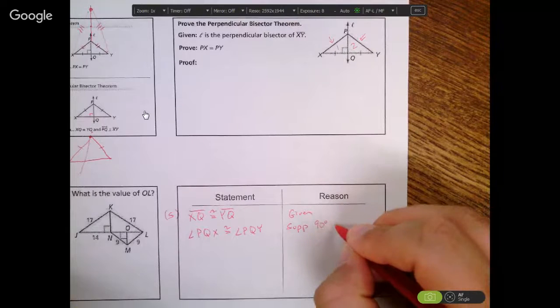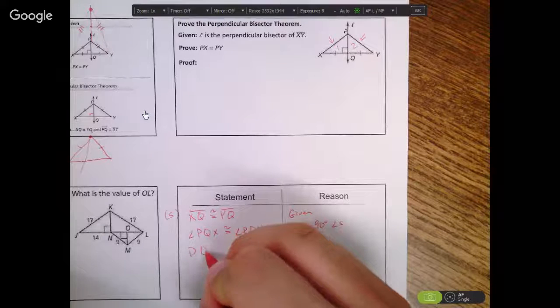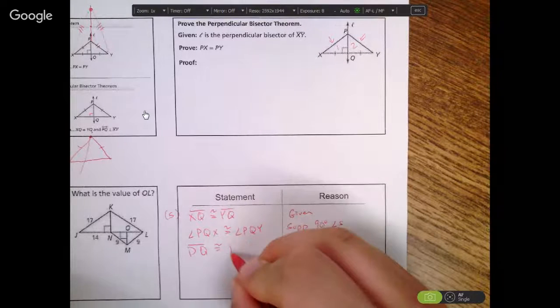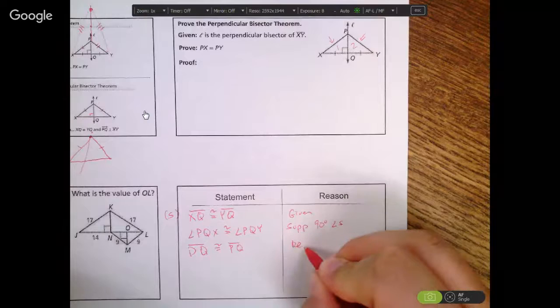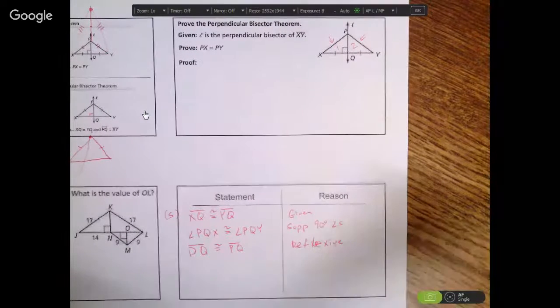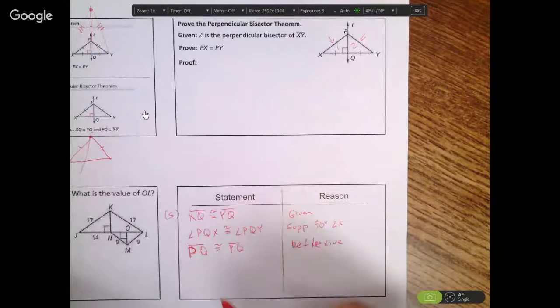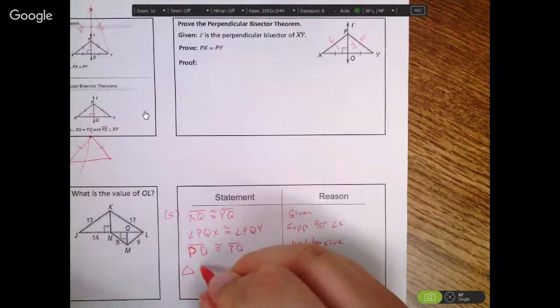90 degree angles. How about for the final side, we do PQ is congruent to PQ. Okay, PQ is congruent to PQ. That's reflexive. And then triangle, no, segment. Oh, we gotta say the triangle PQX and triangle PQY are congruent. Angle side, angle side.